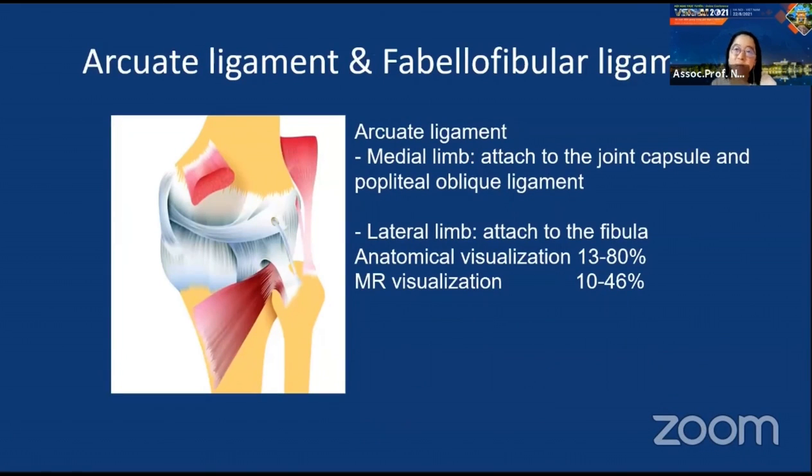The next one will be quite fine and may be quite difficult to identify on MRI. Actually, it is the arcuate ligament and the fabellofibular ligament. The arcuate ligament has two limbs. The medial limb attaches to the joint, and you can trace it from the ligament to the posterior joint capsule, and that area of joint capsule will thicken a little bit and is called the popliteal oblique ligament. The lateral limb attaches to the fibula. Usually we can identify this limb, but it's quite difficult actually. Anatomical visualization may be about 80%, but MRI may be only half of it.